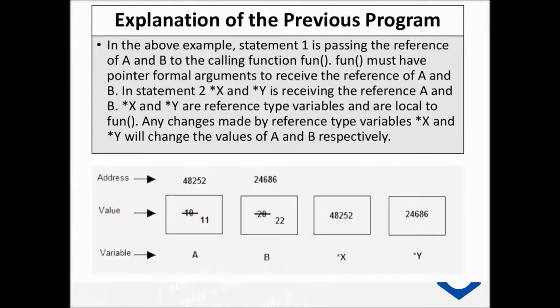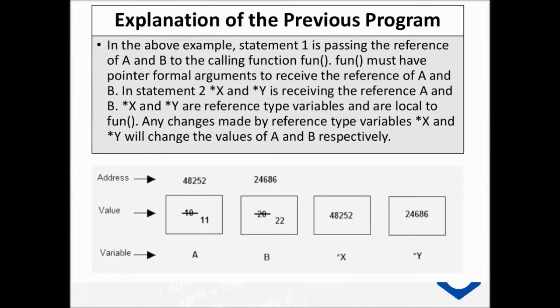In this program, statement 1 passes the reference of a and b to the calling function. The function must have pointer formal arguments to receive the reference of a and b. In statement 2, static x and static y are receiving the reference of a and b. Static x and static y are reference type variables and are local to the function.